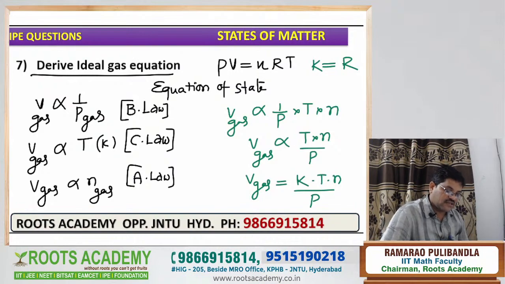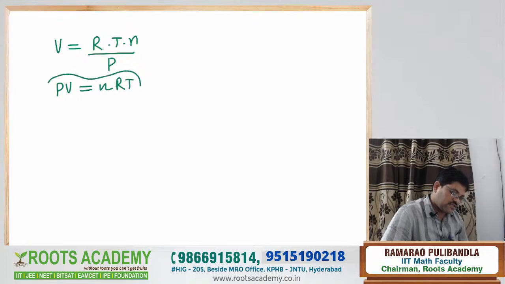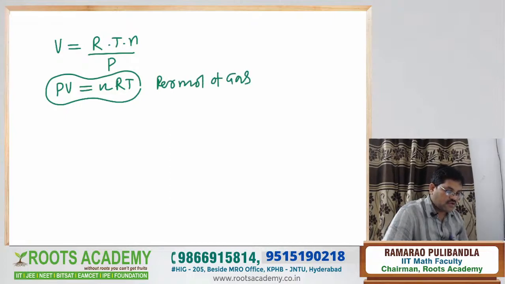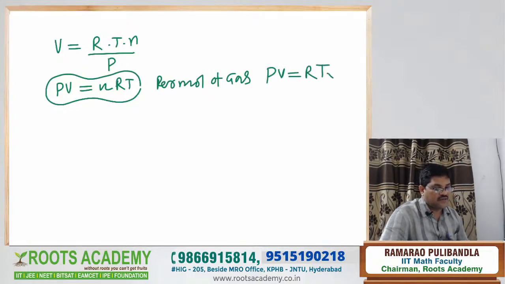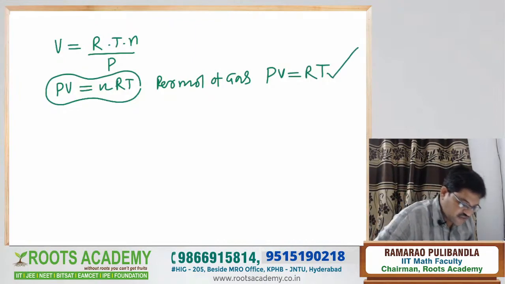Now basing on that, you write V is equal to R into T into n by P. That is, PV is equal to nRT. So this is the ideal gas equation. If 1 mole of gas is taken, what do you write? PV is equal to RT, for 1 mole of the gas. This is the simple explanation of the derivation of the ideal gas equation.